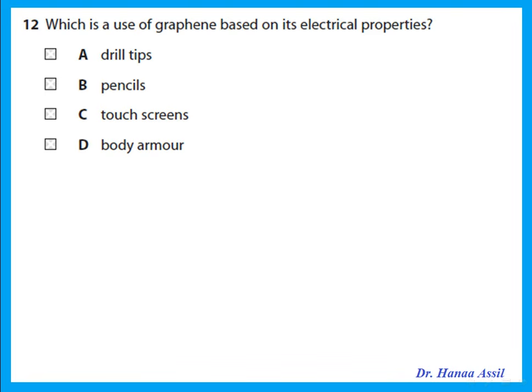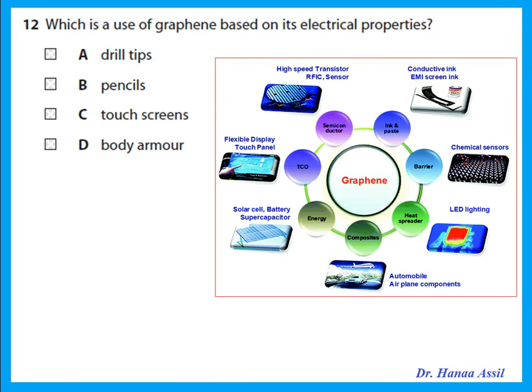Which is a use of graphene based on its electrical properties? There are many uses of graphene, but he's asking for electrical properties. Now let's look at the choices that he gives us. A drill tip, remember, what do we use for drilling? Do we use graphene? We said for cutting and drilling, we use diamond. So a drill tip would be made of diamond, not graphene.